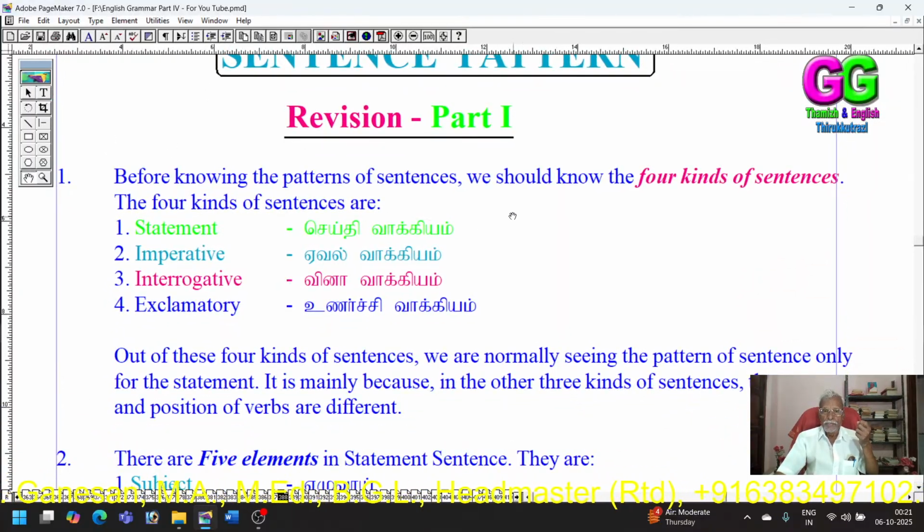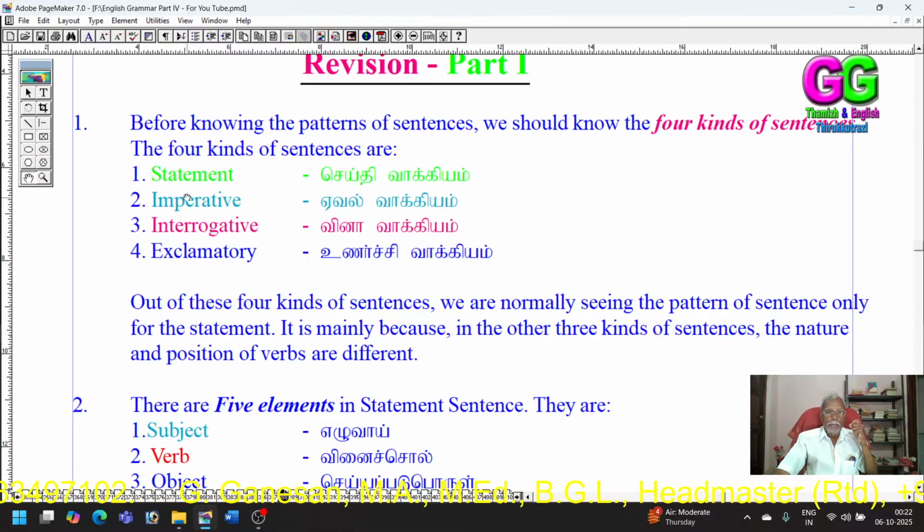Before knowing the pattern of sentences, we should know the four kinds of sentences used in English. My dear children, in English, as in other languages, four kinds of sentences are used. They are statement, imperative, interrogative, exclamatory. These are the main kinds of sentences used in all the classical languages. They are all renowned world languages, including Tamil.